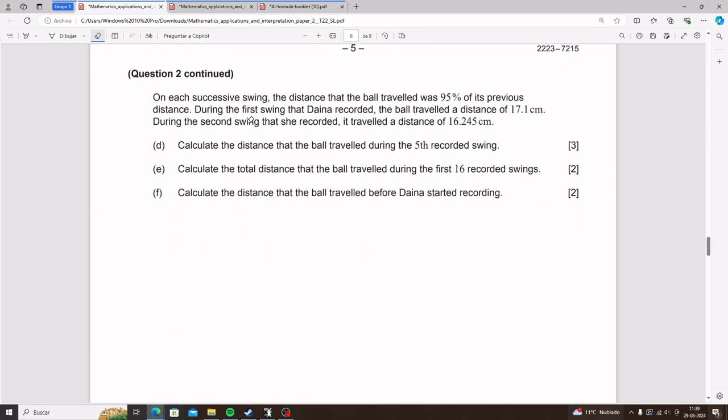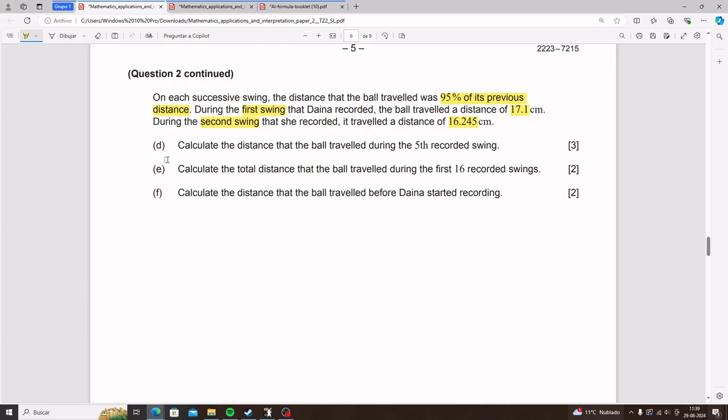Yeah. They tell us that on each successive swing, the distance that the ball traveled was, will you look at that, 95% of its previous distance. During the first swing, so first swing that Dinah recorded, the ball traveled a distance of 17.1, and during the second swing that was recorded, it traveled a distance of 16.245.